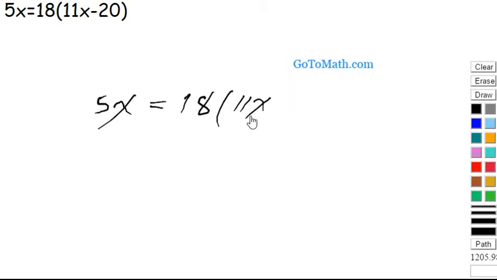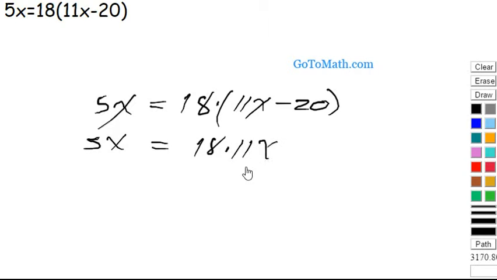times 11x minus 20. Okay, so we want to consolidate all our x's over to either the left or the right, depending on the situation there. And the best way to do this, as it looks like, is we're going to go ahead and distribute this 18 across. So let's do that. So we have 5x is equal to 18 times 11x minus 20 times 18. Okay.